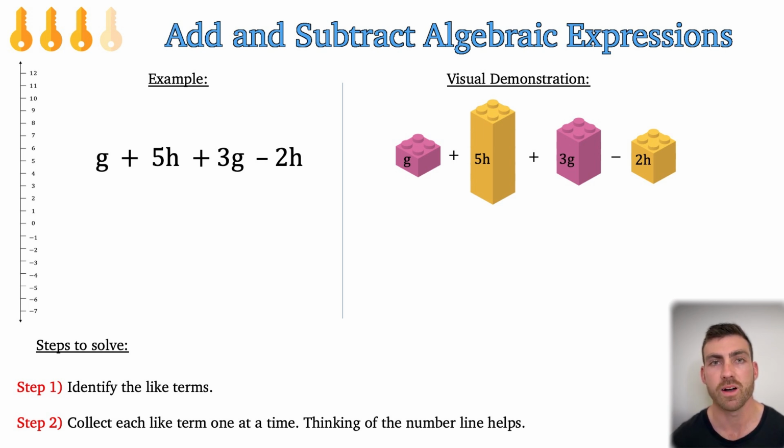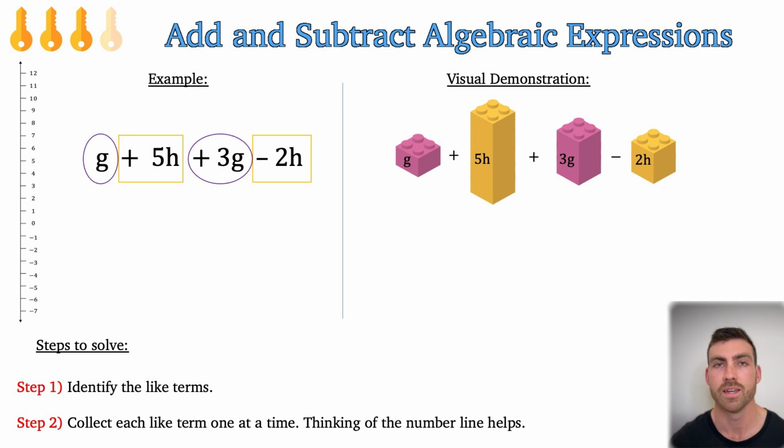Let's first identify our like terms. G and 3G are the same letter and the same power. We could use shapes to highlight our like terms. Then 5H and the minus 2H are the same letter, same power, so these are also like terms. Now we collect each like term at a time.